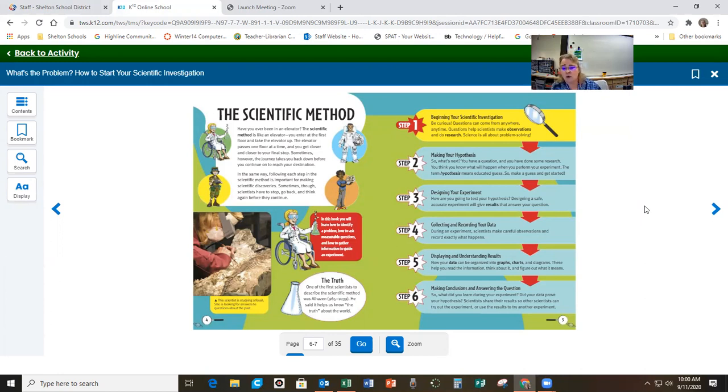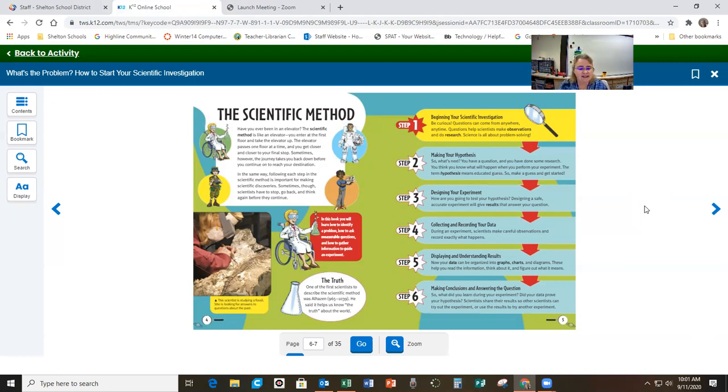Step 4, collecting and recording your data. During an experiment, scientists make careful observations and record exactly what happens. Step 5, displaying and understanding results. Now your data can be organized into graphs, charts, and diagrams. These help you read the information, think about it, and figure out what it means. And step 6, making conclusions and answering the question. So, what did you learn during your experiment? Did your data prove your hypothesis? Scientists share their results so other scientists can try out the experiment or use the results to try another experiment.